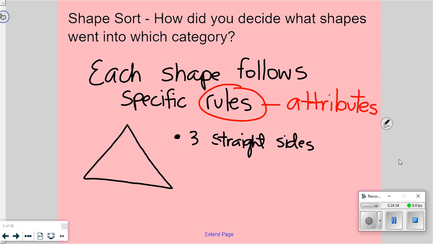Are there any other rules? Any other rules? Madison? It has to have 3 corners. Has to have 3 corners. You cannot have a triangle that has 800 corners.